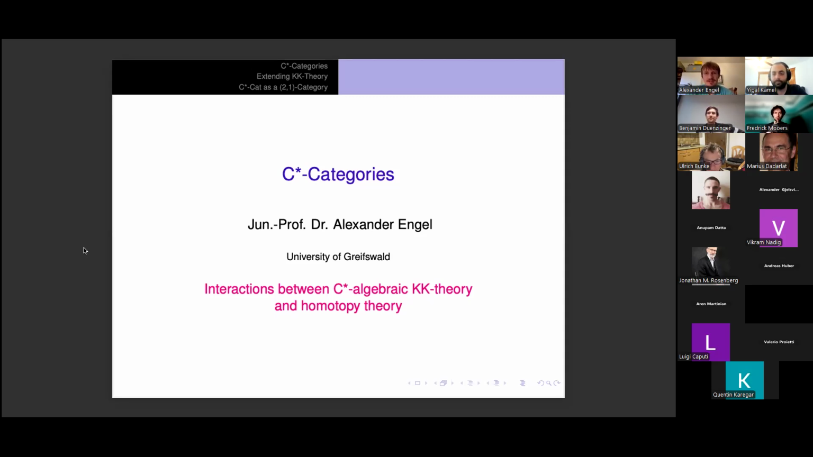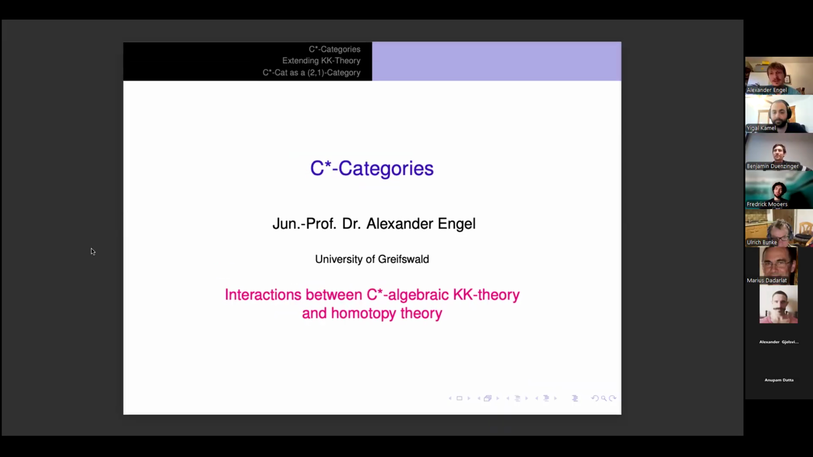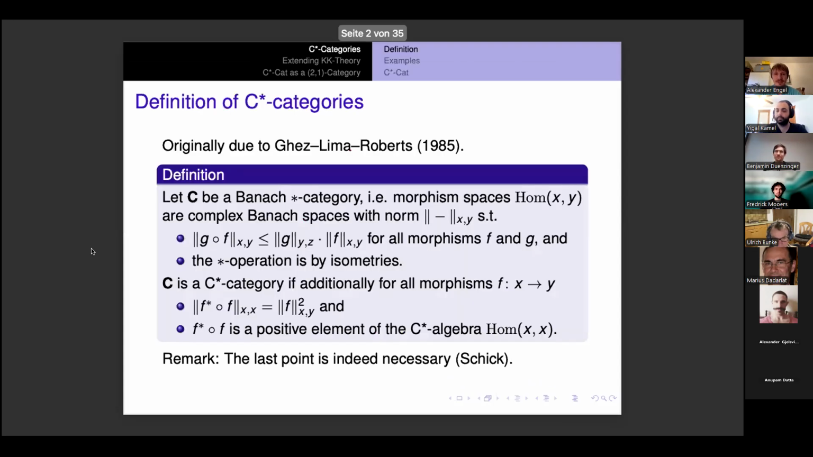So my talk is about C-star categories and it's actually meant to be some sort of an introduction to this topic. So don't expect any deep theorems to see here during my talk. And so let me just start with the definition of what a C-star category is.